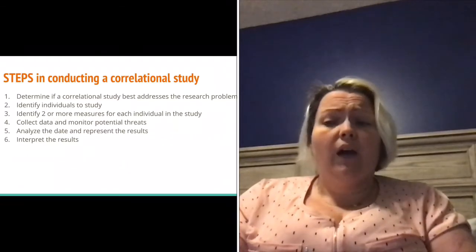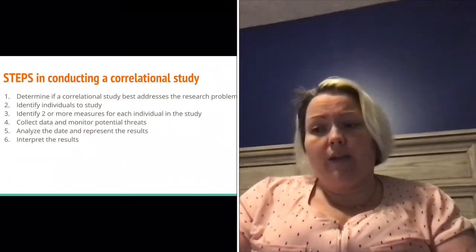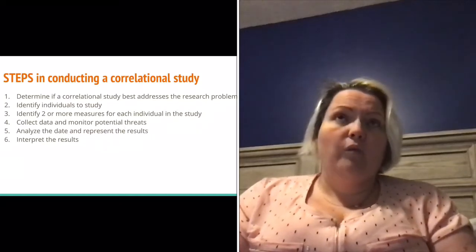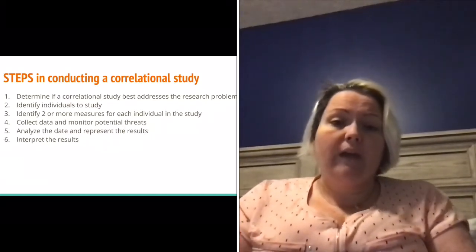At that point, the fourth step would be to collect the data and monitor potential threats. So at this point, you would gather all the information from your group that you've pulled together.